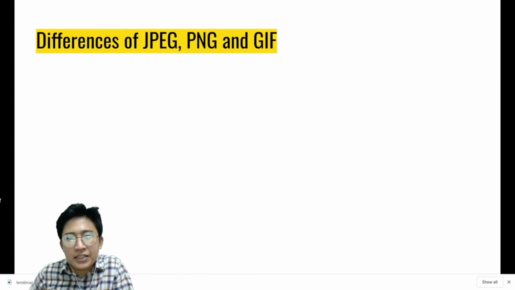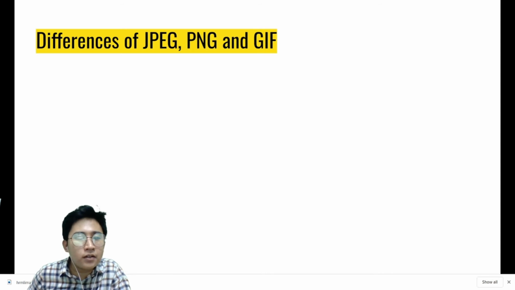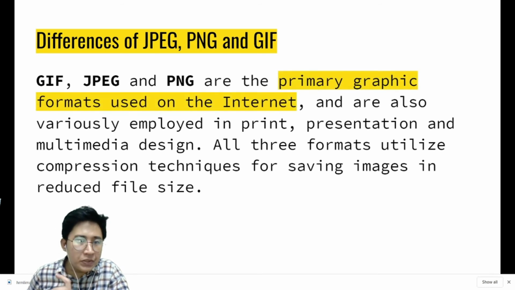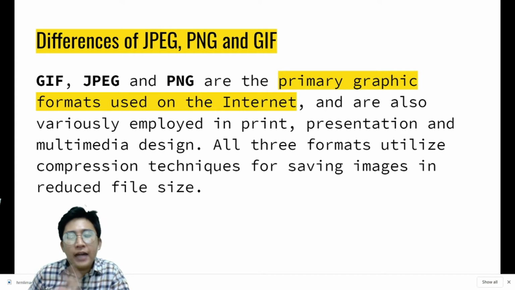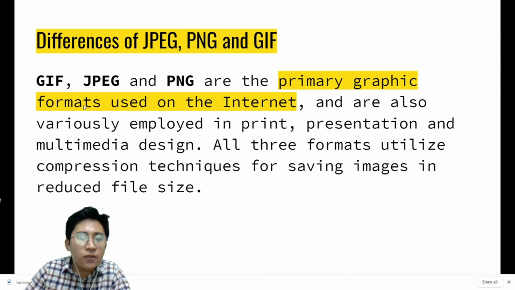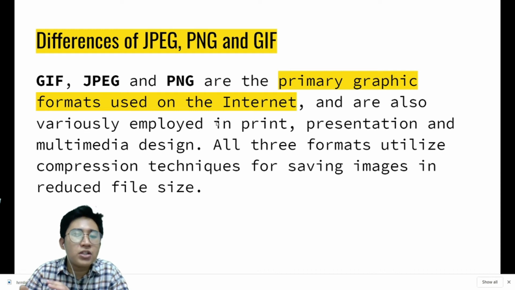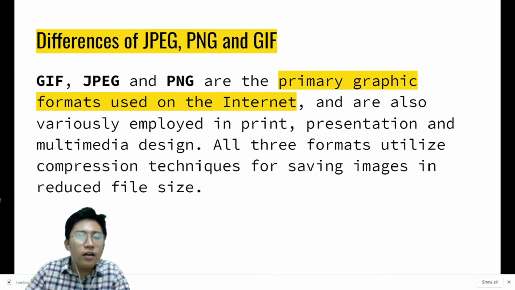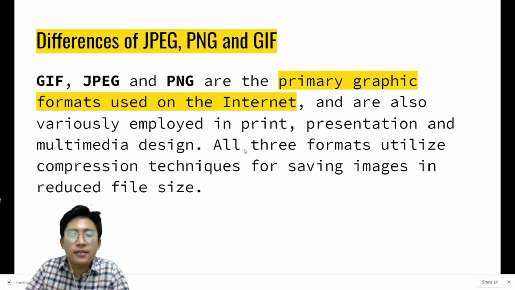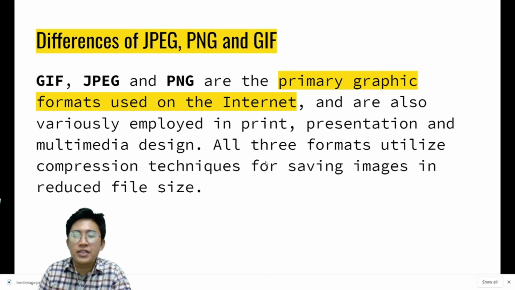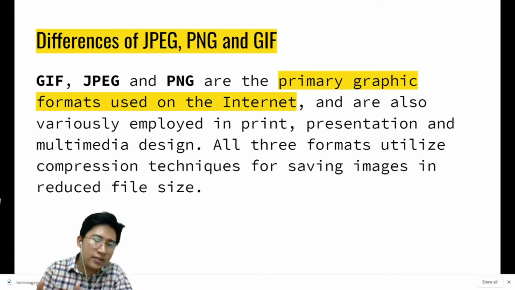So now class, let's discuss what are the differences among JPEG, PNG, and GIF. GIF, JPEG, and PNG are the primary graphic formats used on the internet. It is the most common file type of images that we use on the internet. They are also variously employed in print, presentation, and multimedia design. All these three formats utilize compression techniques for saving images in reduced file size, okay?